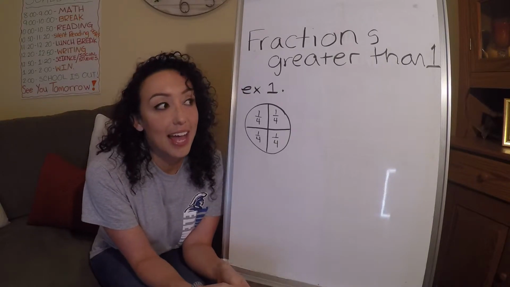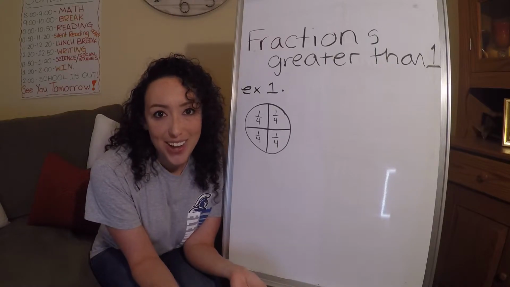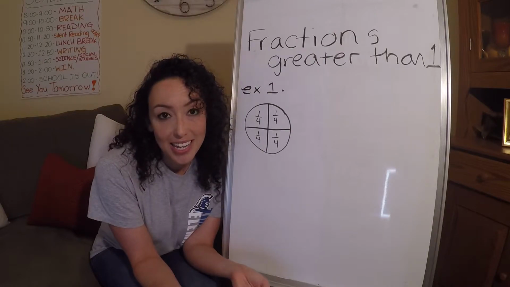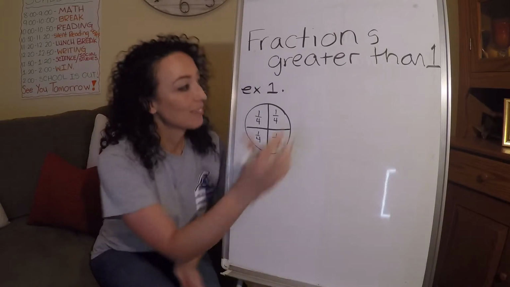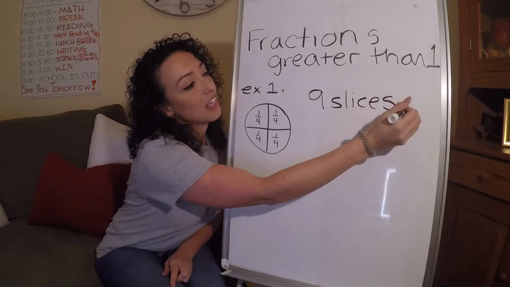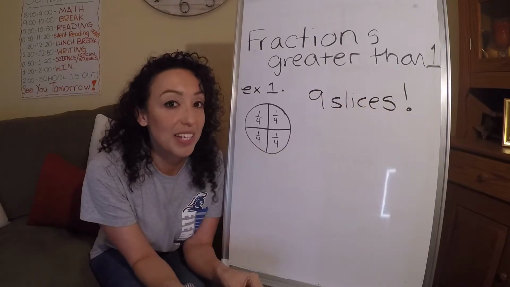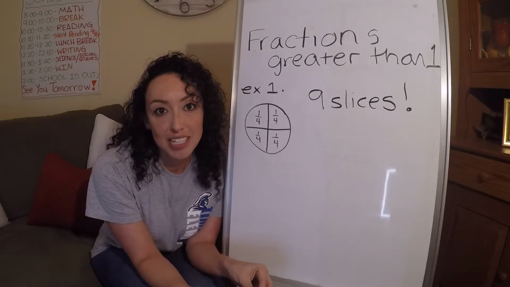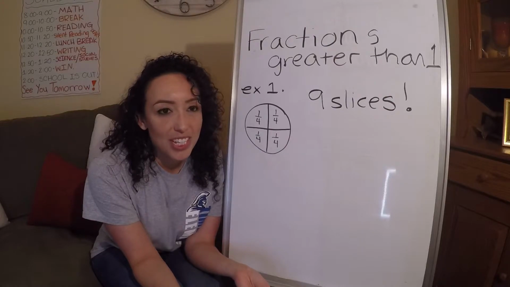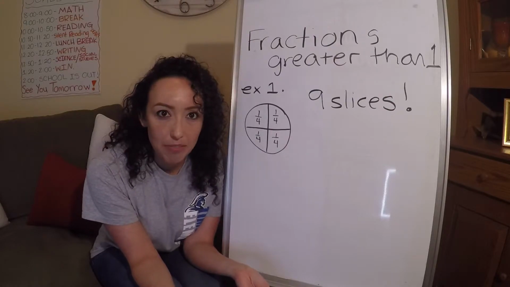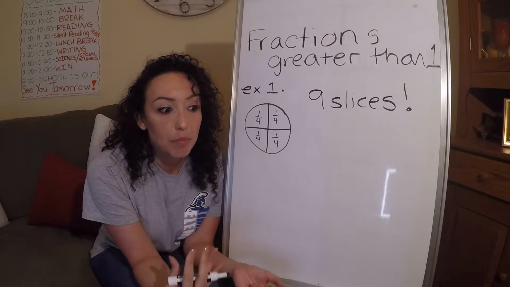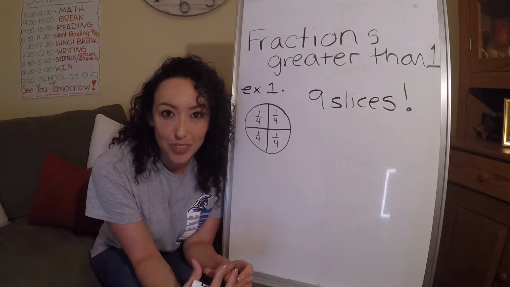Let's say that you come to my house and you bring with you 9 slices of pizza. So 9 slices. I'm excited about this. 9 slices of pizza. You already cut them up for us. But the question is, how many whole pizzas did you have? Well, you kind of have to figure that out by putting them back together, right?